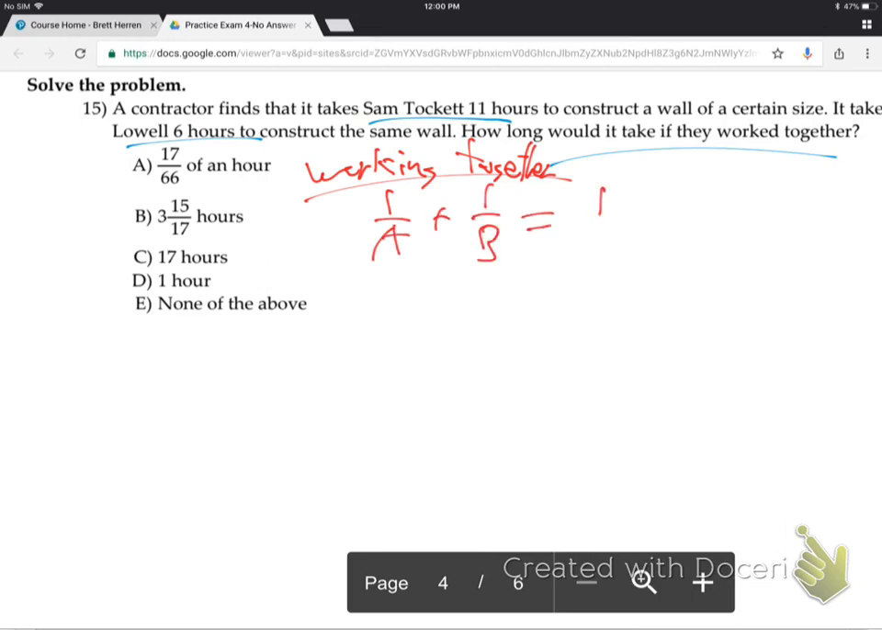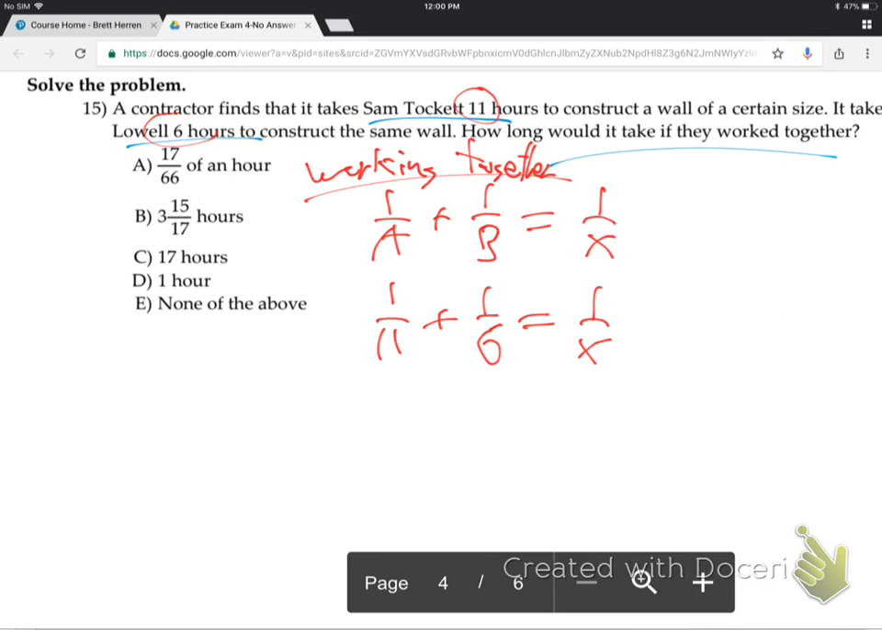1 over A plus 1 over B is 1 over X. On the right side is always going to be the X. So 1 over 11 plus 1 over 6 is 1 over X, just like that. Working together will be one of them on today's test, 1 or 2, probably 1. So 1 over A, 1 over B, 1 over together.